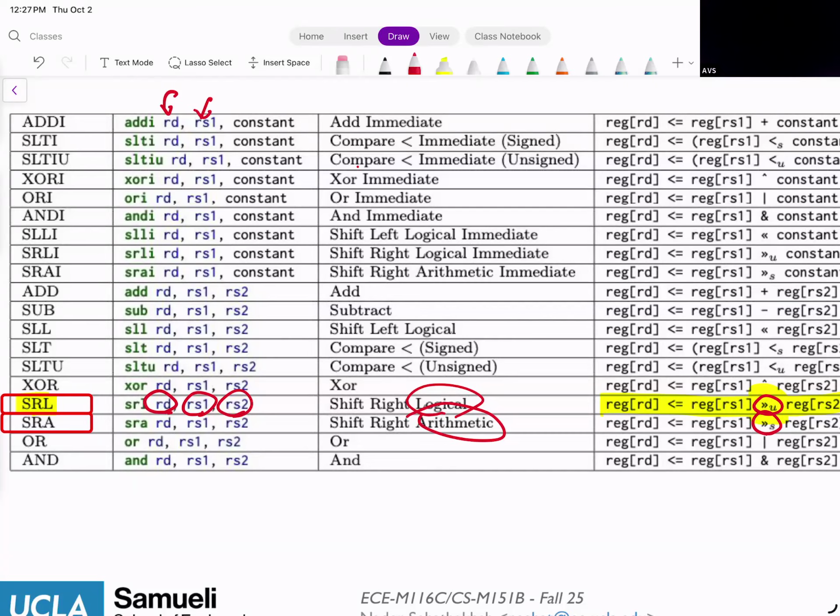Okay? So for example, think about something that you want to increment, right? You want to do 2 plus 2 plus 4 plus 4 and so on and so forth. So you can actually do add x1, x1, x1. There is no limitation.